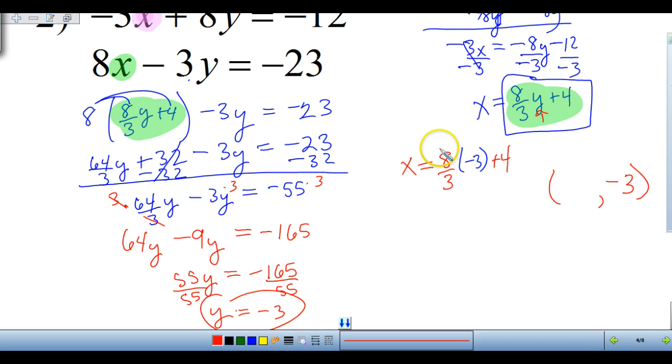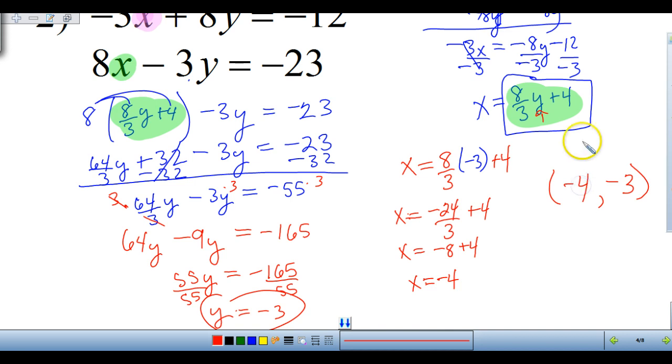So you can multiply these. You could cancel out the 3's but not the negative, or you could multiply it. How it works is same as over here. You multiply the top. So 8 times negative 3 would be negative 24 over 3 plus 4. Well, negative 24 divided by 3 is negative 8 plus 4. So x equals negative 4.